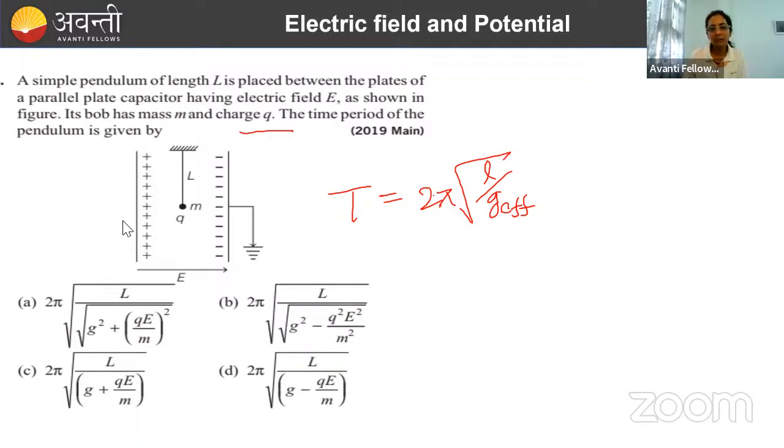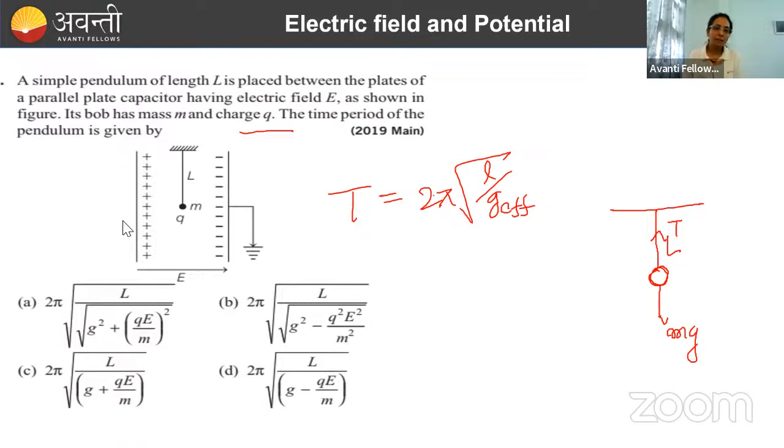For calculating g effective, just see the equilibrium point of the bob. So here, suppose initially the bob was like this. There was no capacitor placed in between. So what will happen in that case? Tension force will act in the upward direction and mg will act in the downward direction. The equilibrium position will be this only. Tension will be equal to mg. So there, g effective is how much? At the equilibrium point, you just equate tension to mg. So g effective is g only.